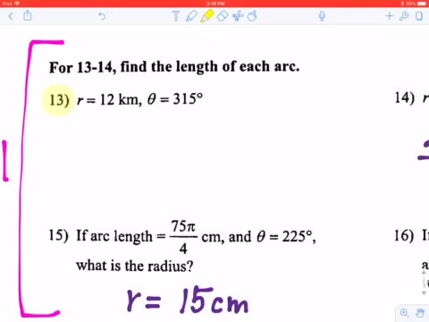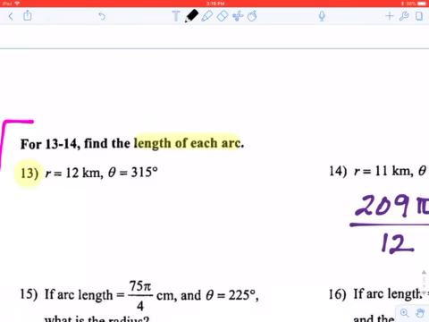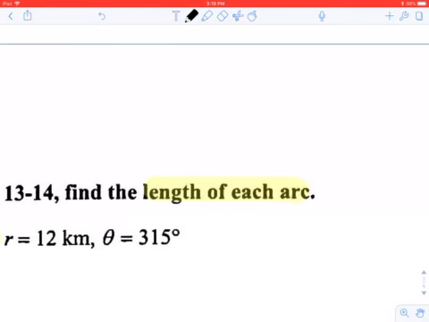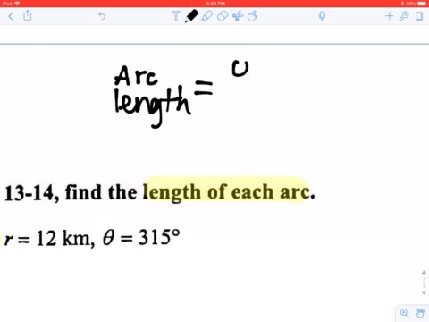Okay, number 13 now on the next page. Find the length of each arc. For 13, 14, 15, and 16, we're going to be using this formula. Arc length is equal to theta over 360, so theta is my angle, my degrees, times 2 pi r.